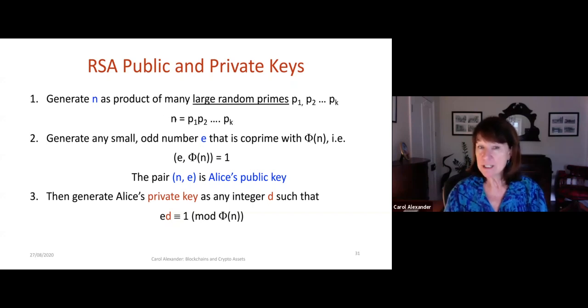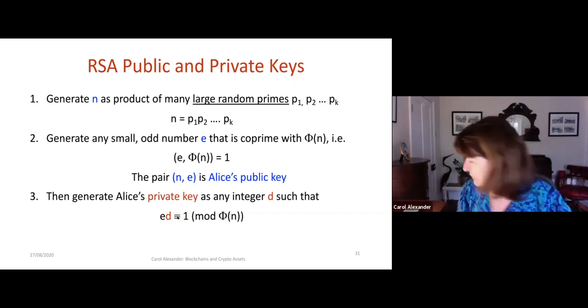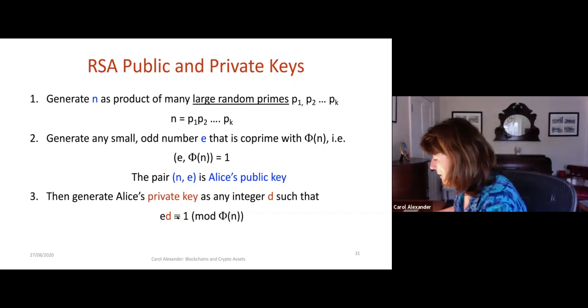Okay, just for a single prime, the number of integers co-prime with 7 is 6, but the number of integers co-prime with 7 times 3 is 6 times 2, which is 12. So it's easy to generate phi n. So this pair, n and e, is the public key. And then Alice will generate her own private key as any integer d such that ed is congruent to 1 mod n. So as I go through the slides, we may want to keep that with us.